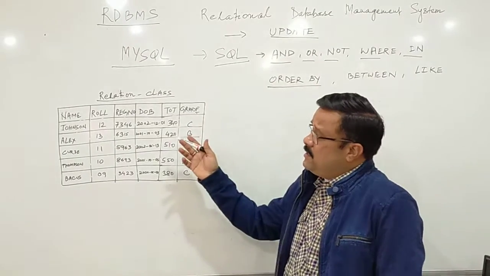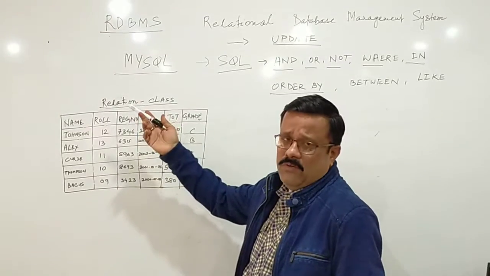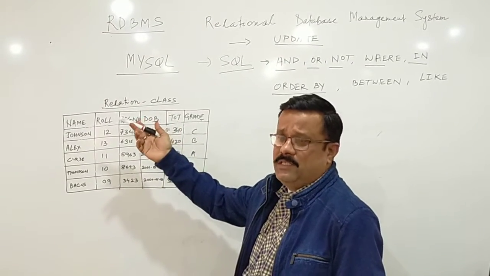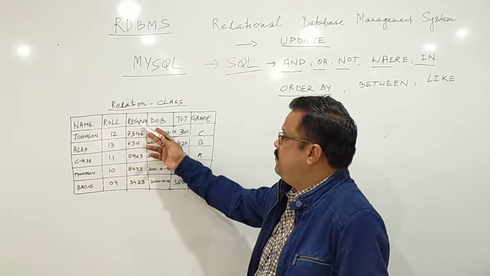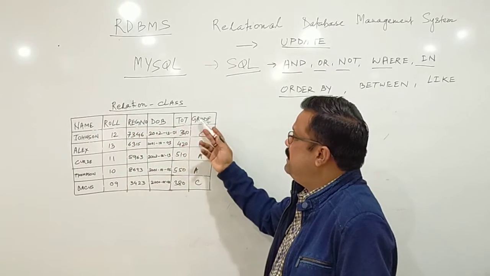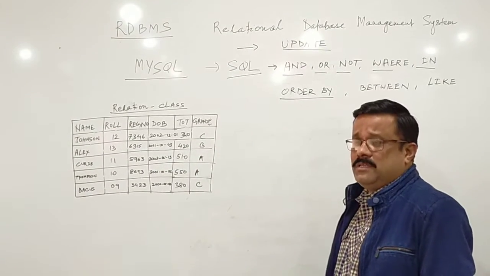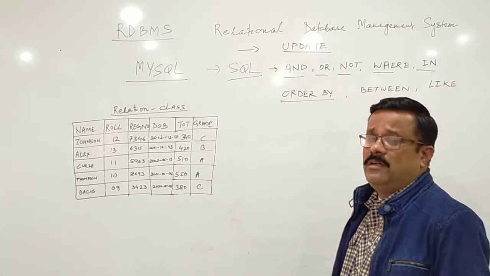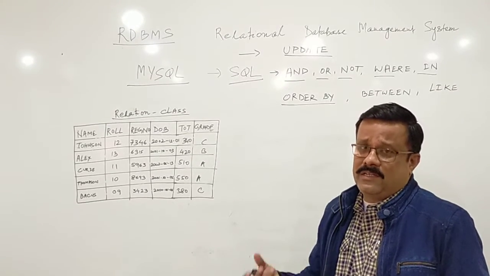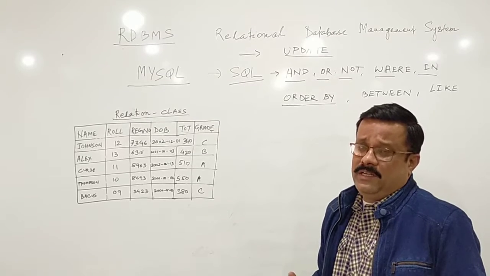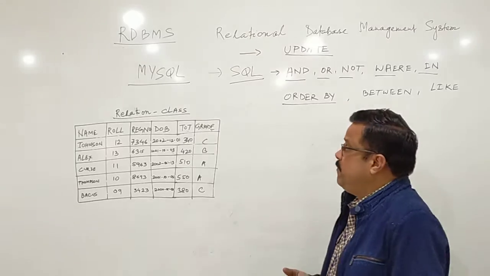So this is a table, just a temporary table I have taken. This is a relation. As you know, we call a table a relation too. So the relation name is class. There are the columns name, roll, registration number, date of birth, total and grade. So how do you extract the information? As I told you, the job of an RDBMS is to extract the information and we can easily handle it. When we need it, we can extract it, we can update it, we can get the report also. So there are many clauses to use with the SQL commands.